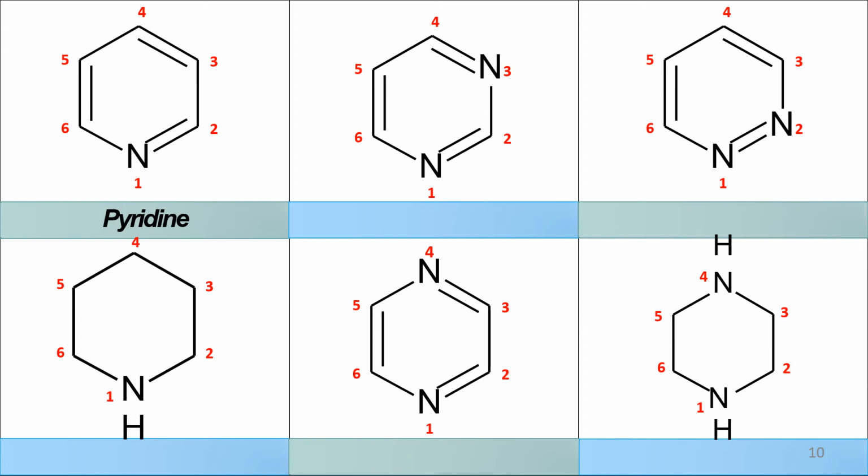Okay, pyridine. But there is a similar structure here with an absence of double bonds. What does that mean? This is the saturated ring. So what is the name of the saturated 6-membered ring containing nitrogen? We use piperidine. Next is pyrimidine.